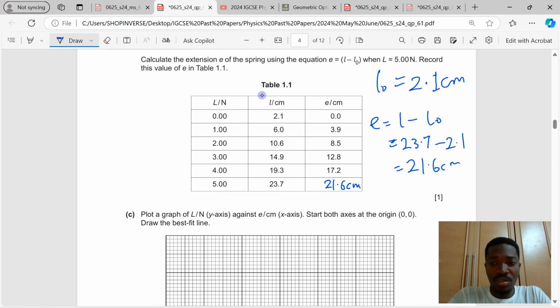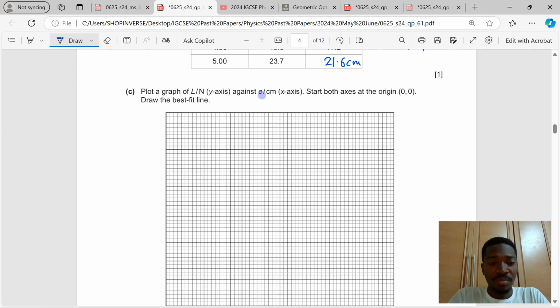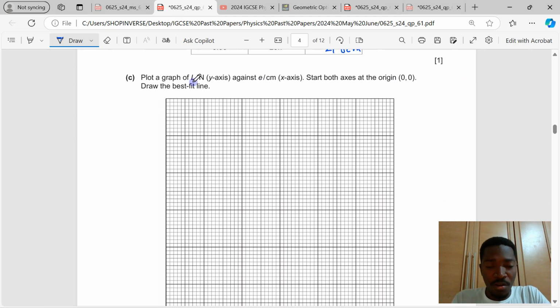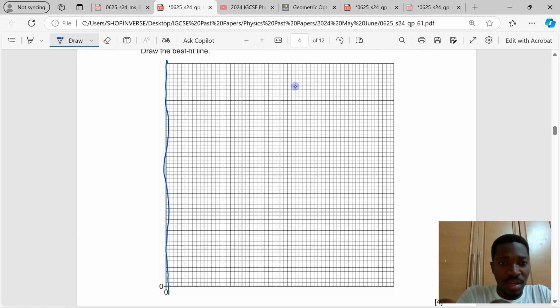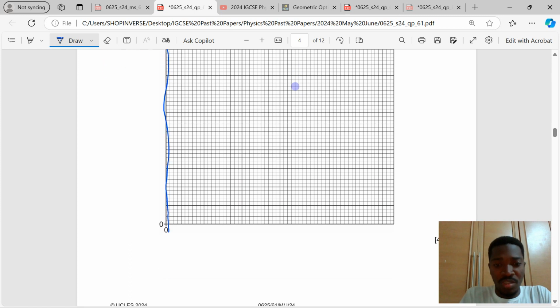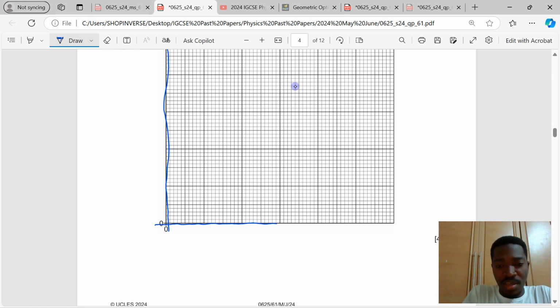Now the next thing we are doing is to plot a graph. Plot a graph of load L in Newton on the y-axis against E, which is extension in centimeter, on the x-axis. Start both axes at the origin 0, 0. Draw the best fit line. So the first thing you do is draw the axes. We have the L axis, load in Newton, placed on the y-axis, and then we have the E axis, or extension in centimeter.